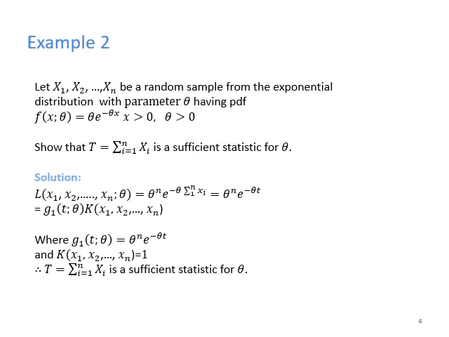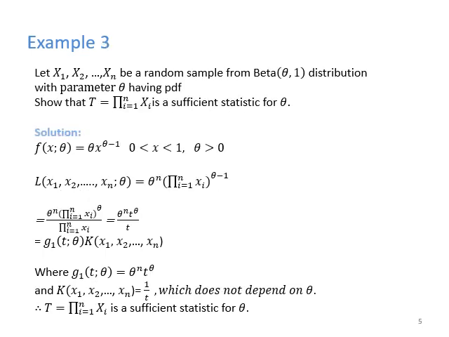And this can be factorized into two terms, g1(t, theta) and k(x1, x2 till xn), where g1(t, theta) will be a function in theta and t, and in this particular example k is equal to 1. Obviously k does not depend on theta, so we can say that t equals summation xi is a sufficient statistic for theta.